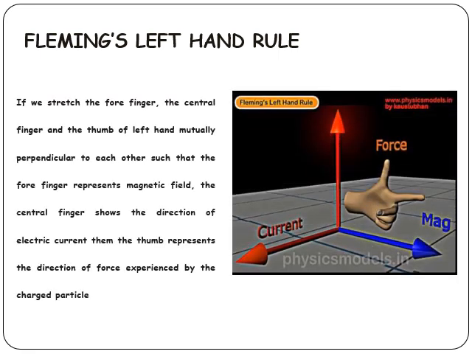Fleming's left-hand rule tells us that if we stretch our forefinger, central finger and thumb mutually perpendicular to each other, the forefinger represents magnetic field, the central finger represents the direction of electric current, and the thumb represents the force experienced by the particle.